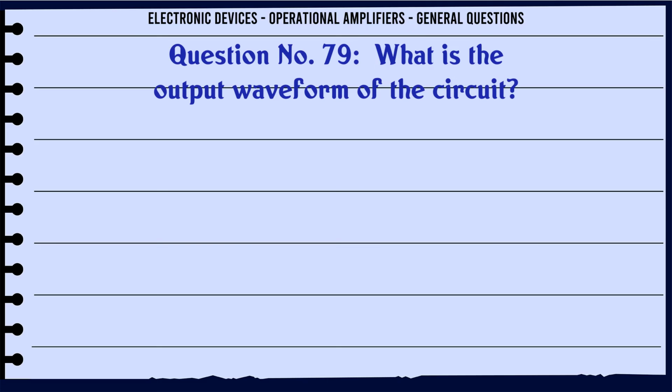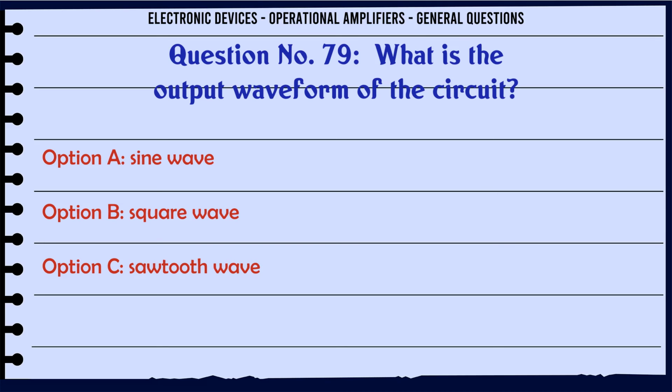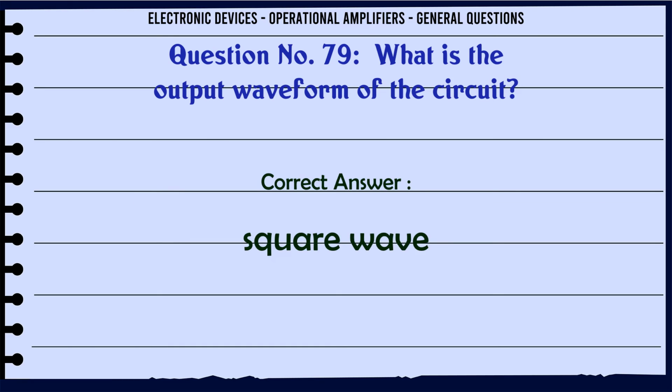What is the output waveform of the circuit? A. Sine wave, B. Square wave, C. Sawtooth wave, D. Triangle wave. The correct answer is square wave.